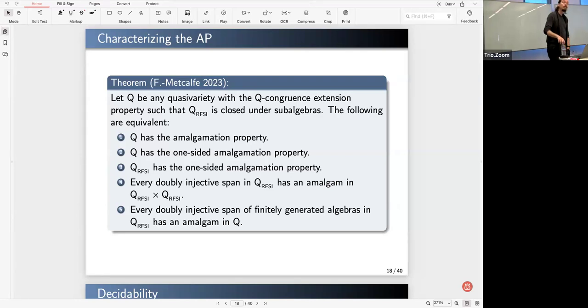Was this known for varieties? If Q is a variety, is this result also new? Yeah, for Q a variety, this is also new. And I should say, a lot of these things are of primary interest for varieties. If I'm dealing with varieties of algebras instead, I should just drop all of the relative. Where it says relative, it just becomes the usual notion. But yes, this is new for varieties as well.